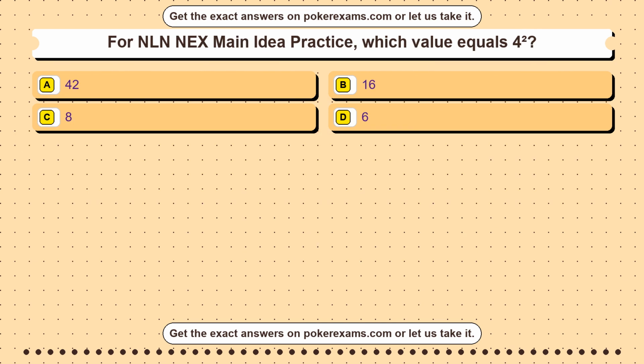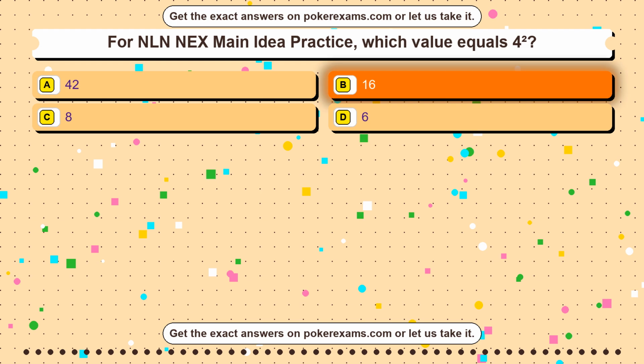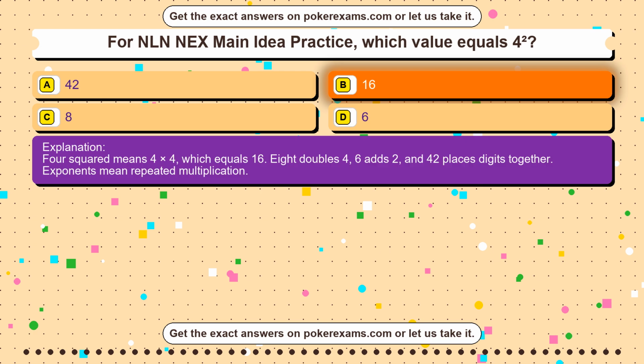Question 32. For get history practice test, which value equals 3x when x equals 7? Option A 73. Option B 10. Option C 21. Option D 37. The correct answer is option C. Substituting 7 for x gives 3 times 7 equals 21. Option A places the digits together, option B adds 3 and 7, and option D also places digits together instead of multiplying. Algebra questions often require direct substitution.